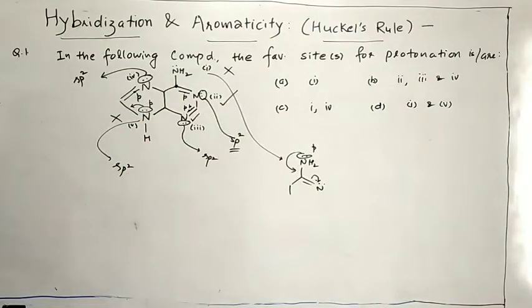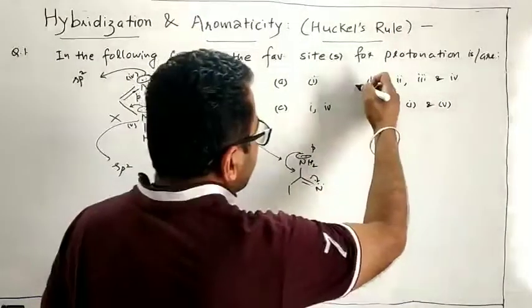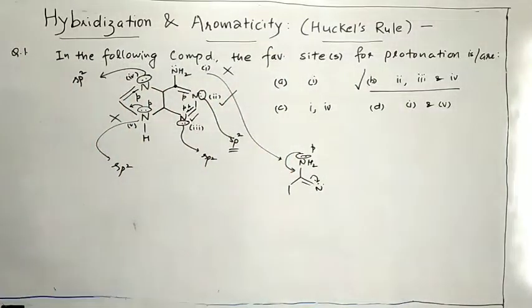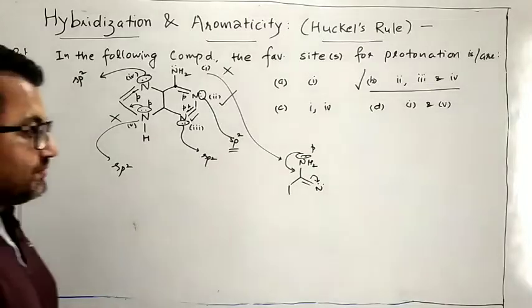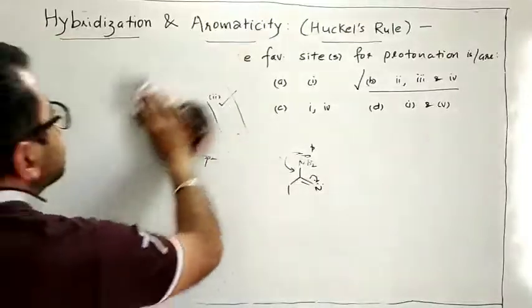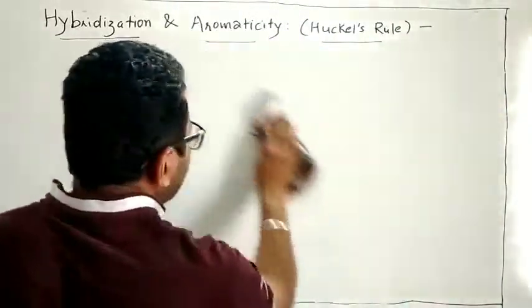So now we can see in this molecule the nitrogens number 2, 3 and 4 can easily donate electrons for protonation. So your option B is the correct answer. Next, question number 2. These are the questions from JEE Main and NEET.